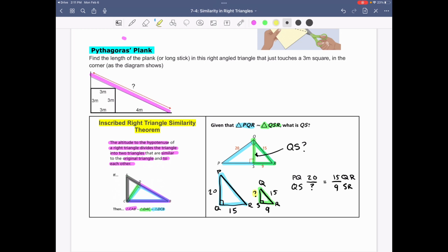We want to cross multiply and then divide. So 20 times 9, that's 180. And 180 divided by 15 is 12. So that means that QS equals 12. So we can solve these similar triangle problems by setting up a proportion.